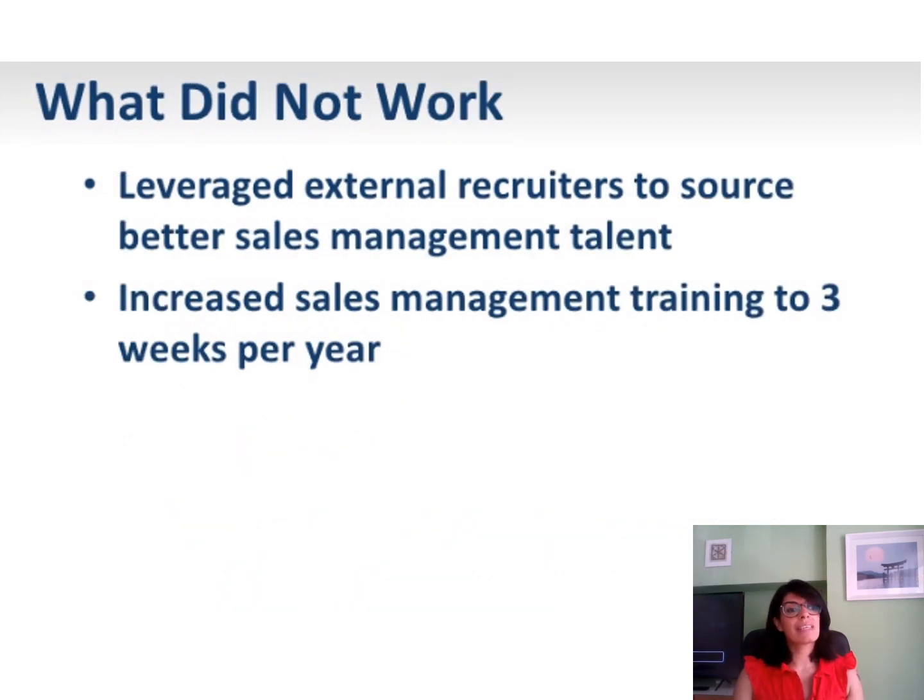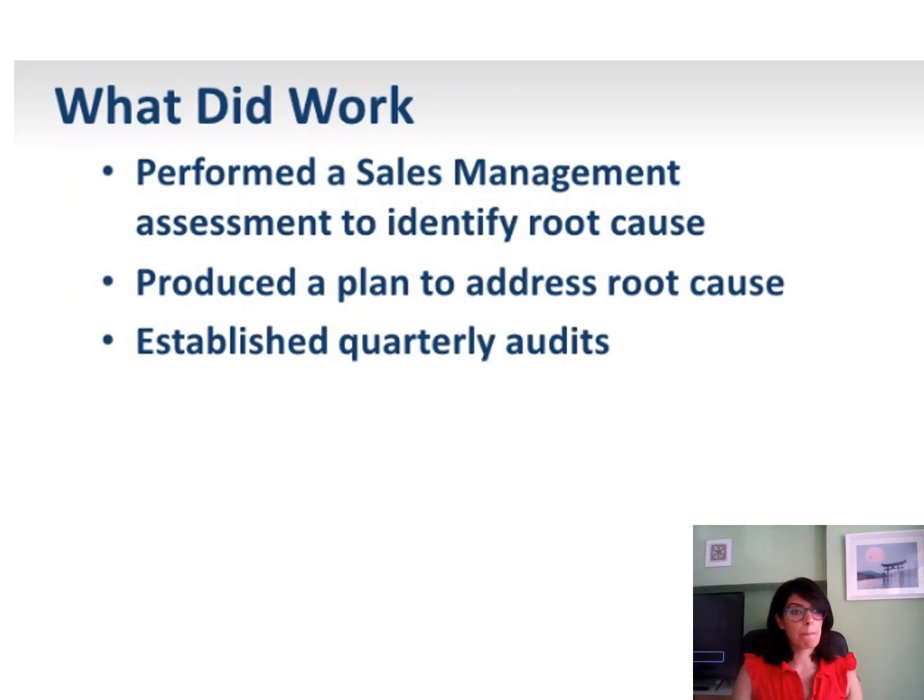The VP has tried several things that haven't worked. Amongst those is actually looking at external recruiters to bring in better management and talent. And the other thing that the VP of Sales tried is to actually train the sales managers more. So they actually receive 3 weeks worth of training a year, but none of this has worked to improve the performance of the team. What actually worked is when the VP of Sales created a sales management assessment to see what the root cause of the problem was, then created a plan to address the root cause, and actually created quarterly audits so you can continually assess the performance of the team.